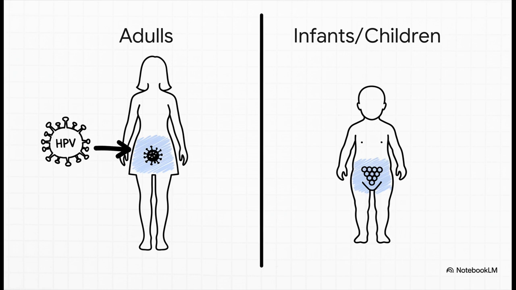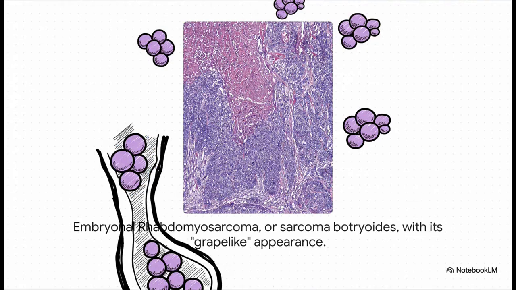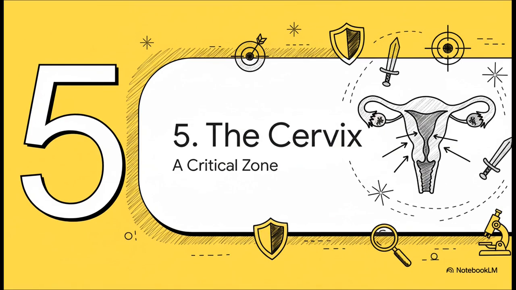But in infants and very young children, we find something totally different, a rare but aggressive tumor called embryonal rhabdomyosarcoma. And this is its characteristic appearance. It has a very special name, sarcoma botryoides. Botryoides literally means bunch of grapes. And you can see exactly why from this picture, can't you? The tumor grows in these fleshy, polypoid masses that look just like a cluster of grapes. When you see this presentation, you have to think of this rare childhood tumor. It's a classic.